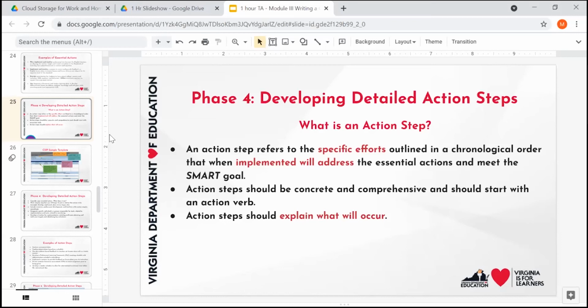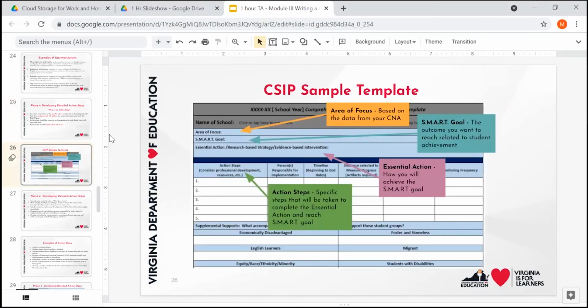So if we look at that template again, you've got your area of focus, right? You've got your SMART goal, your essential action, and then those action steps, right? And on the template here, there's 5. Of course, you may have more than 5 action steps for a potential essential action, right? So you would just add as needed to fill in whatever action steps you need. They're the specific steps you're going to take. Okay.